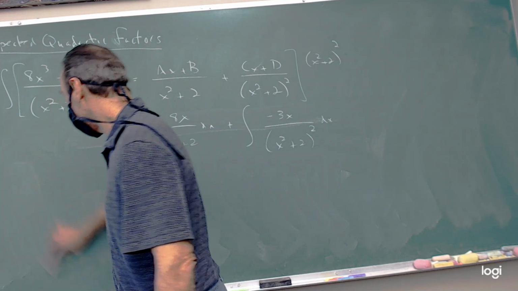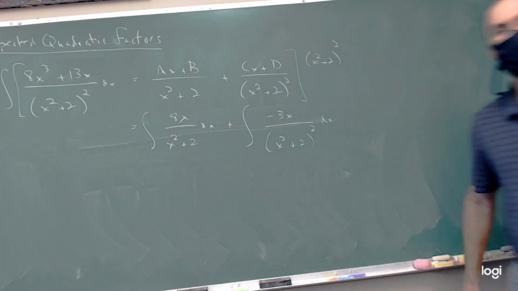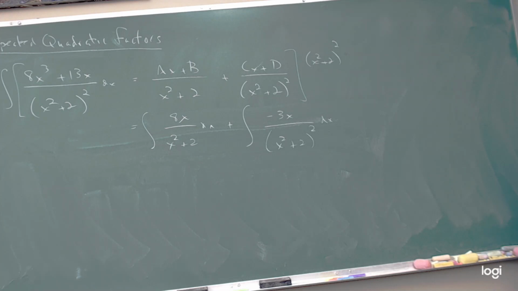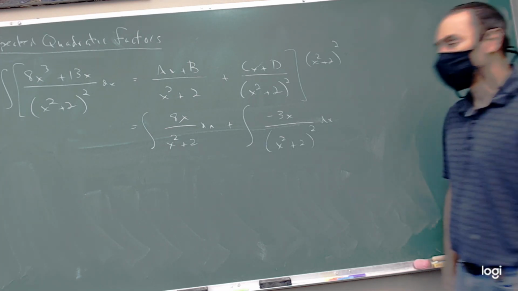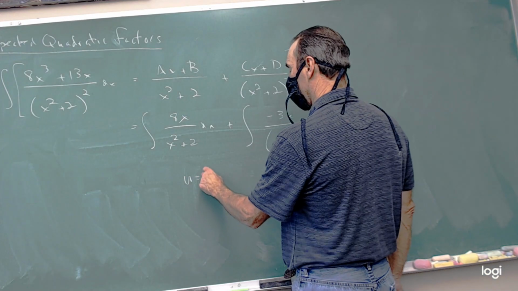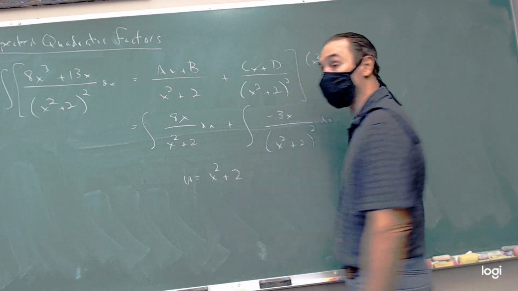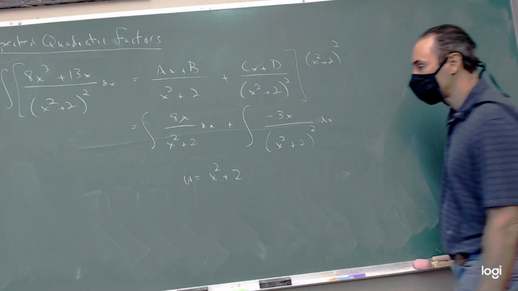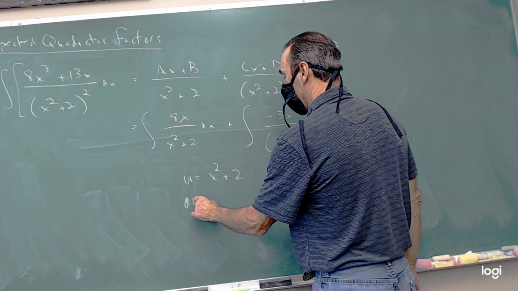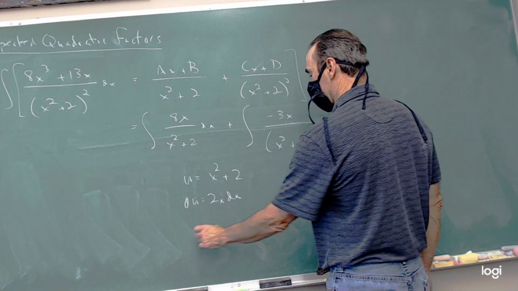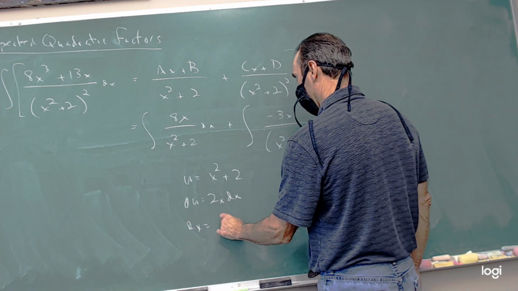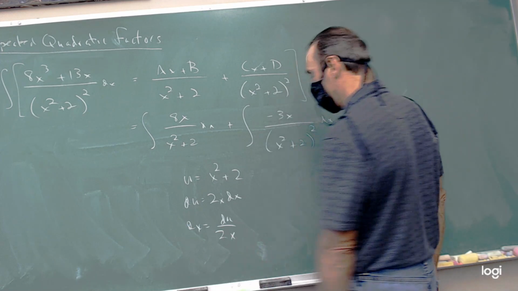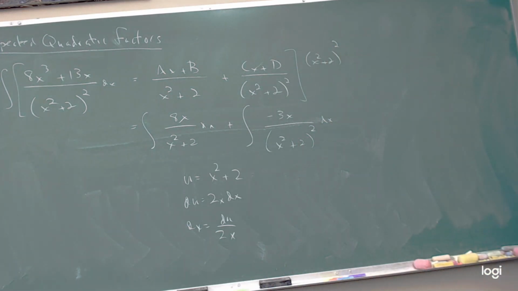What do you think? Let's see, a good u substitution there. I think we can do it for both of them, right? So u in each of these integrals is going to be our denominator, our x squared plus 2, I guess. Not the entire denominator on the second integral. So the du is going to be 2x dx. So the dx will be du over 2x.